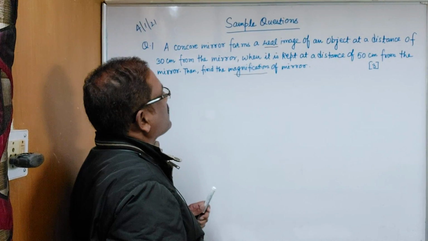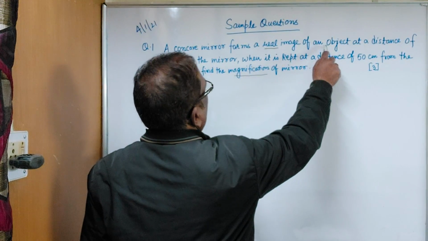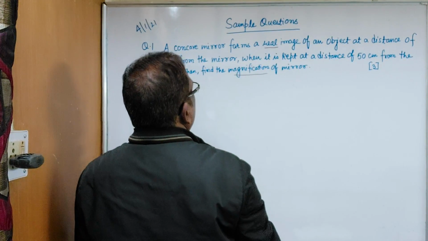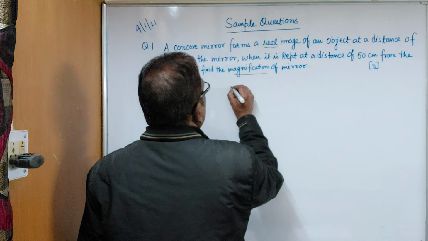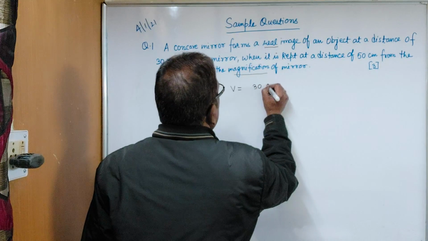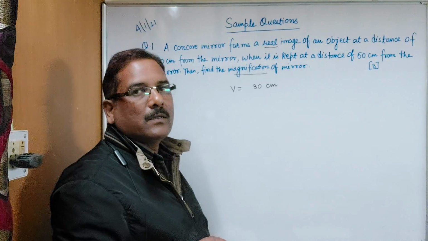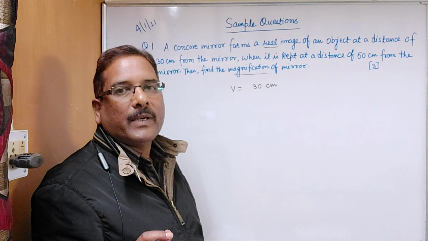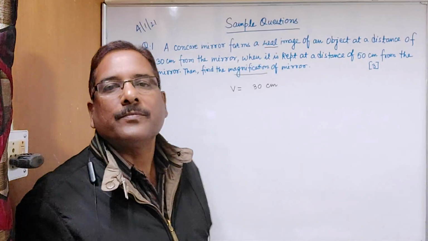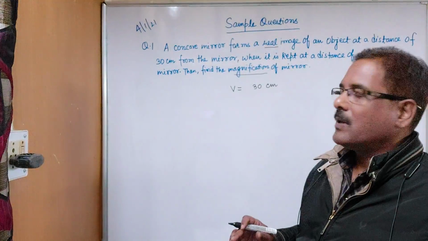If you go through the question, you will find that a real image of an object is formed at a distance of 30 centimeter. So image distance is given. How much? 30 centimeter. Now think about the sign convention. So real image, and as we know, real images are always formed towards left of the pole, isn't it? Real images are always found towards left of the pole.